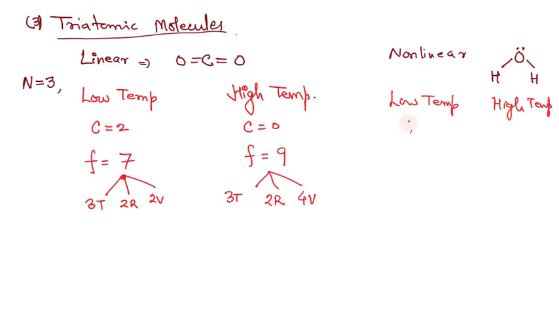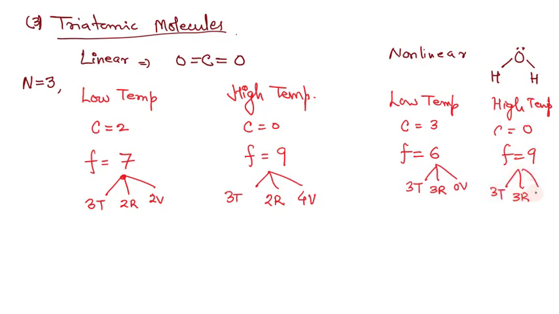So for low temperature, again your constraint will be 3, because 1, 2 and the lone pair which is bending. So the total number of degrees of freedom is 6. Out of this 6, there will be 3 translational, 3 rotational and 0 vibrations, and here there will be 0 constraints, so your degrees of freedom will be 9. So out of these, 3 will be translational, 3 rotational and 3 vibrational. So this is how you can break a monatomic, diatomic and triatomic molecule into the number of degrees of freedom that you have.